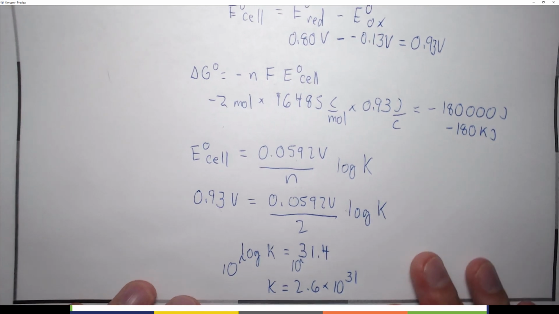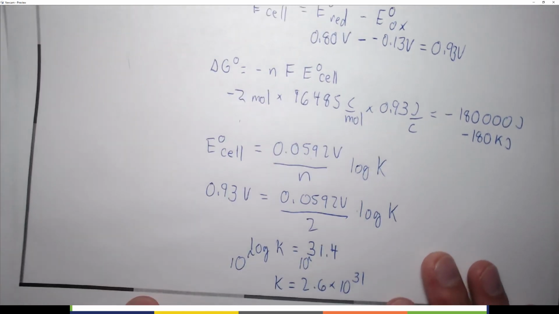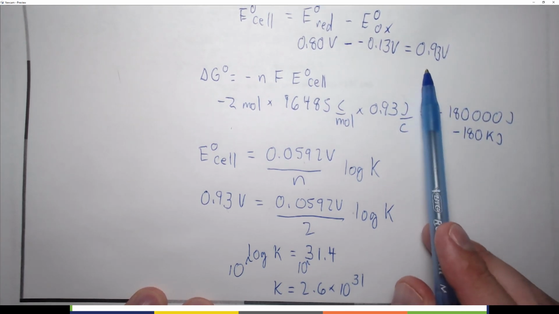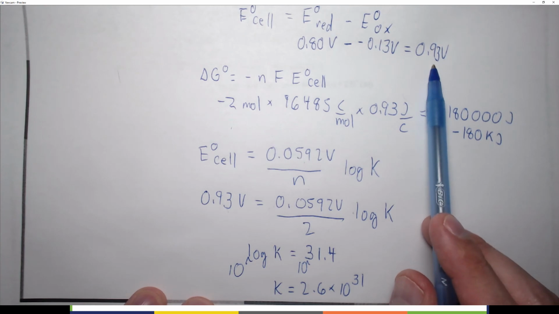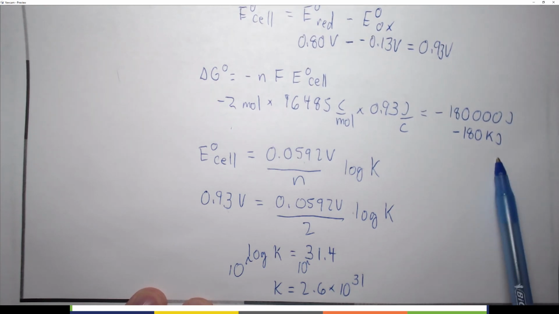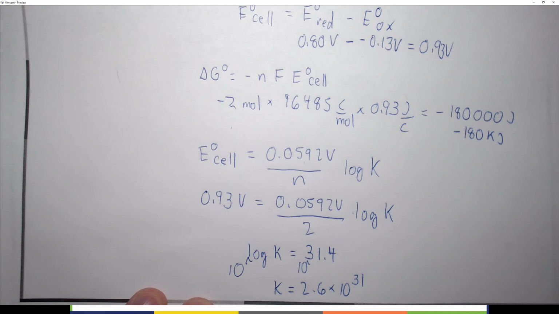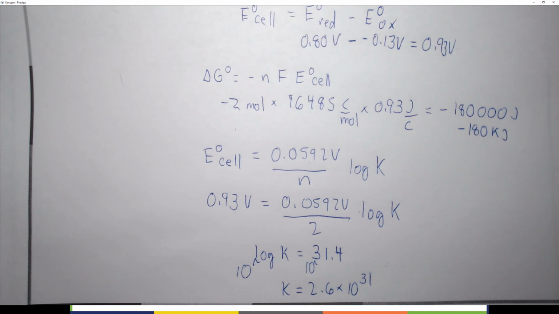When we do that, we find that K equals 2.6 times 10 to the 31. So if we look at these 3 values, I don't know if I can get them all on the screen. I guess I can. The E cell is 0.93, which tells us that this reaction is spontaneous because E cell is positive. Delta G is negative 180 kilojoules. That tells us this reaction is spontaneous because delta G is negative. And K is 2.6 times 10 to the 31, which tells us that this reaction is spontaneous in the forward direction because this is a large number, which means that the products are very strongly favored. So this number is much greater than 1, which means that the products are more favored than the reactants.